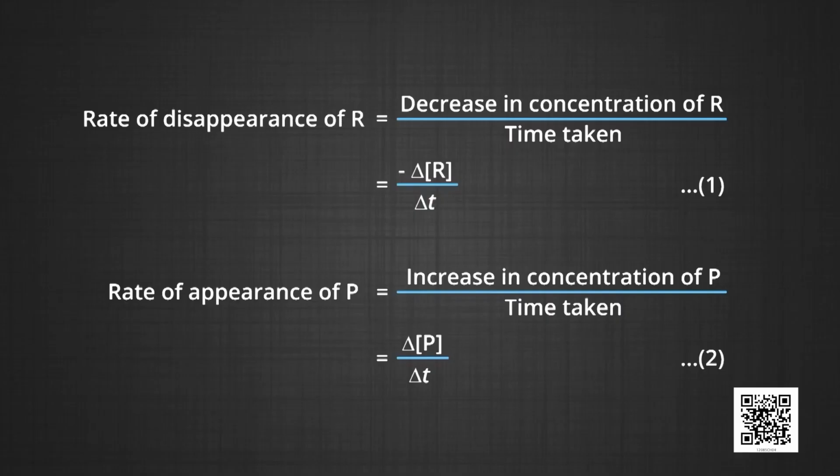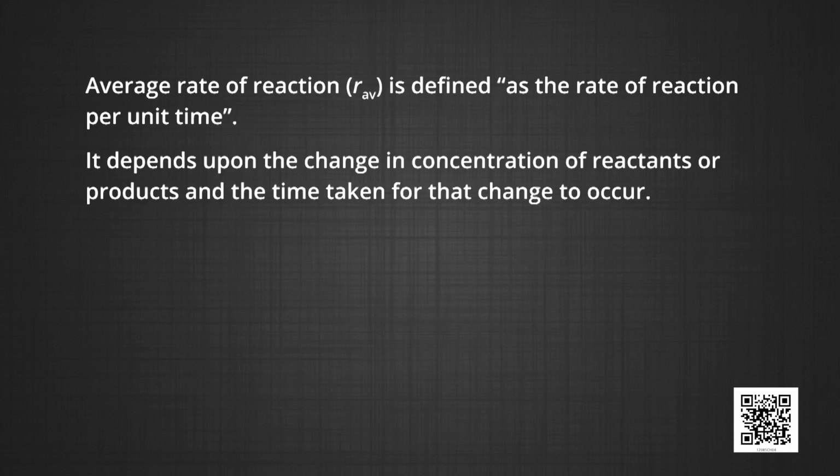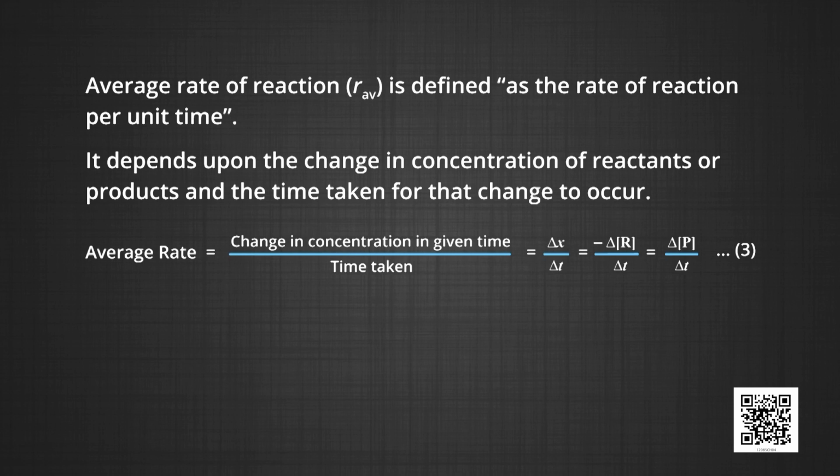Now let me explain the average rate and instantaneous rate of the reaction. Equations 1 and 2 given represent the average rate of a reaction. R with the subscript AV, that is the average rate of reaction, is defined as the change in the concentration of the reactants or the products per unit time taken for that change to occur. I have explained earlier, that is the change in the concentration in the given time divided by the time taken is equal to minus delta R by delta T is equal to delta P upon delta T.